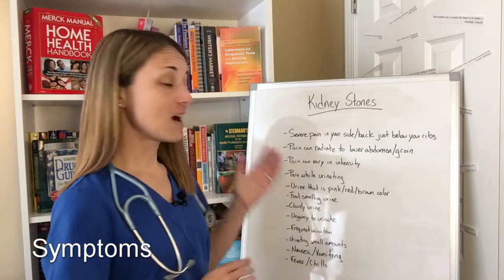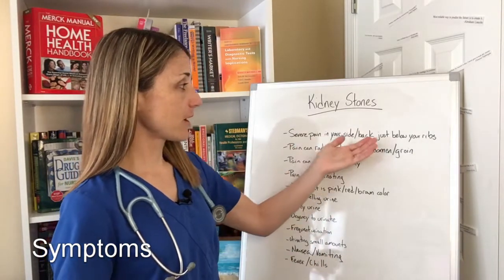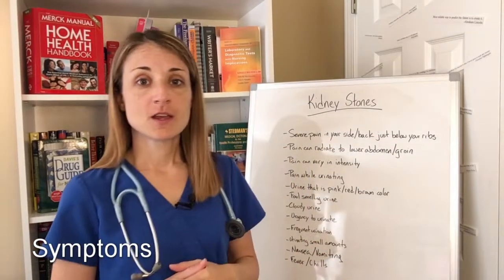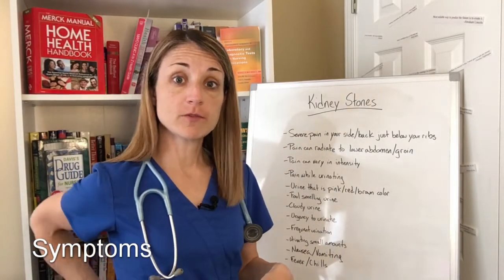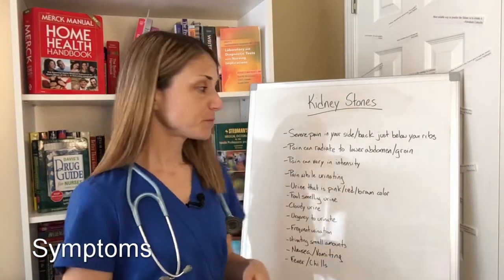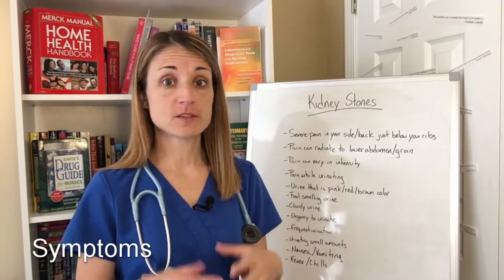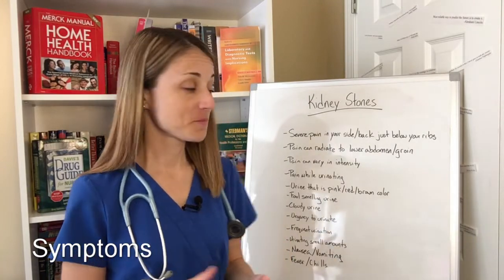The most common symptom of a kidney stone is severe pain in your side or back just below your ribs, usually somewhere in the back here. Then the pain can radiate to your lower abdomen, meaning it comes around from that side to the front. The pain will usually vary in intensity. Sometimes it's incredibly severe, other times it's not as severe, but it's still there.